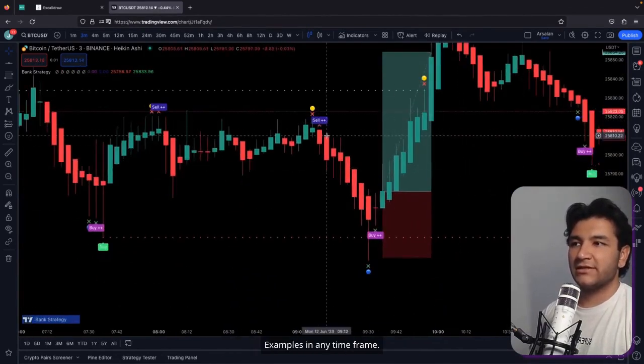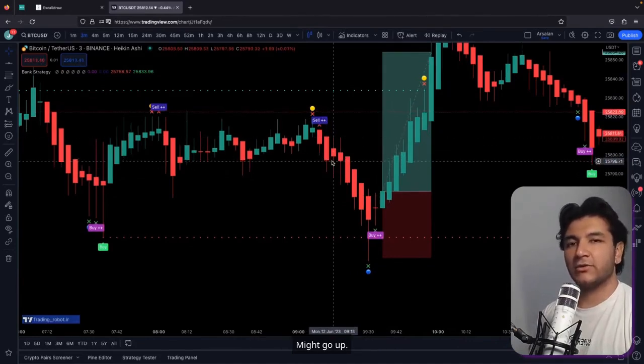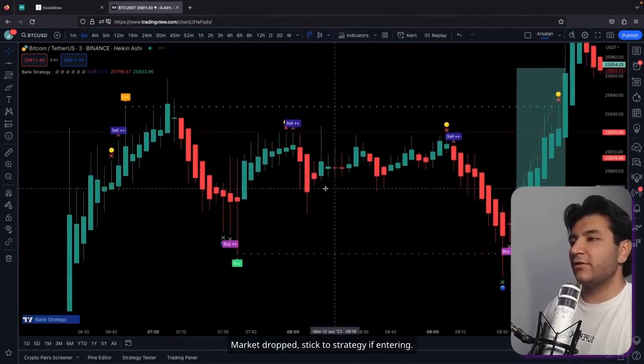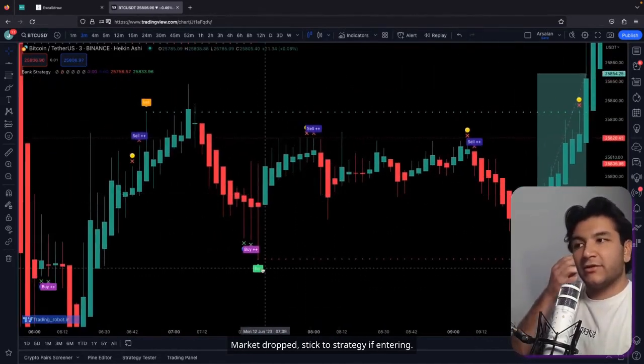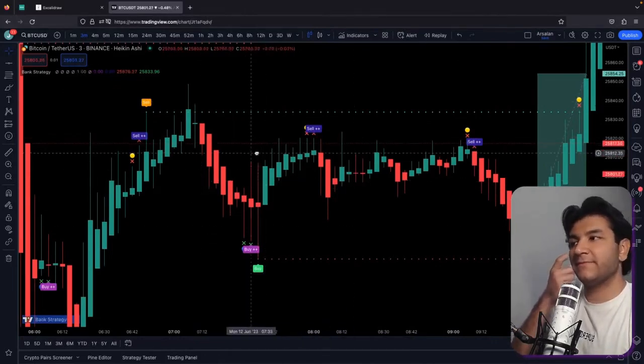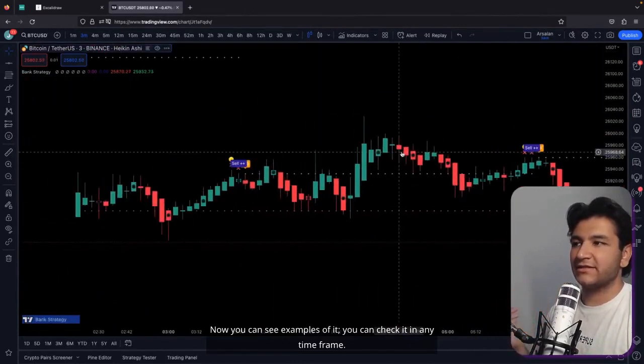This is the first strategy, with examples in any time frame. The issue is the next candle is red, going down, maybe a great drop. It might go up. If I zoom in, you can see it's sharply dropping. This is a sell signal, and no conditions are met. The market dropped, but we stick to the strategy if entering. Next candle green, degree 1, right direction. This is from the first strategy. Now you can see examples of it.